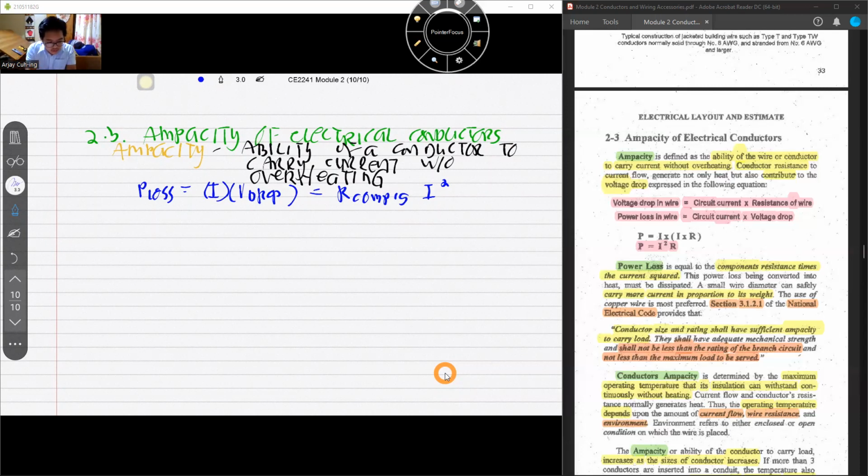Tapos class, it was found out, diba class, that the higher the ampacity class, so ampacity is directly proportional class, no? To the size of conductor. So yung cross-sectional area niya mismo. Okay. Tapos class, let's talk about again yung derating.